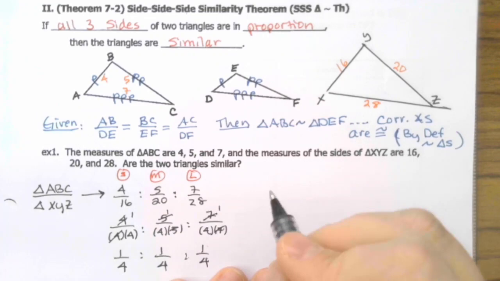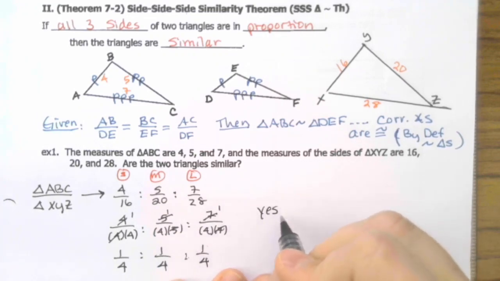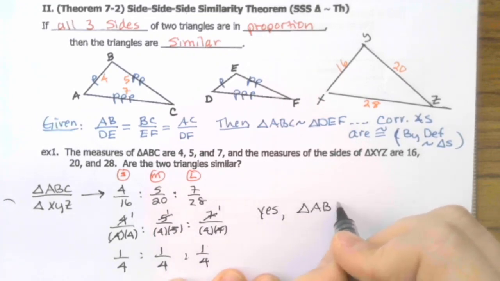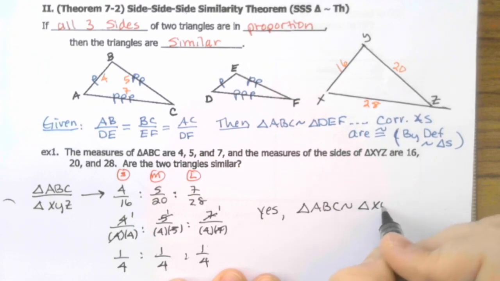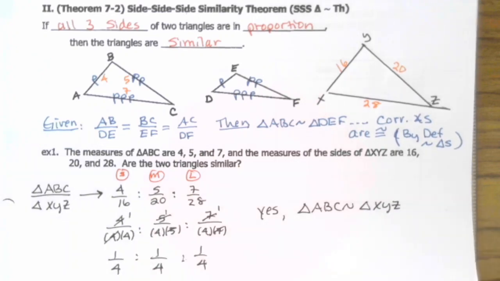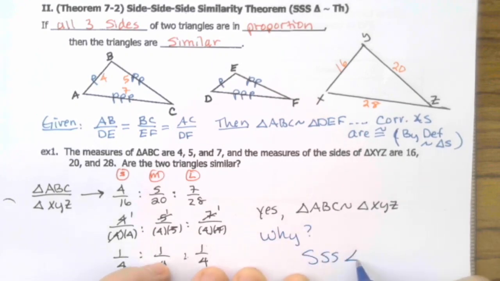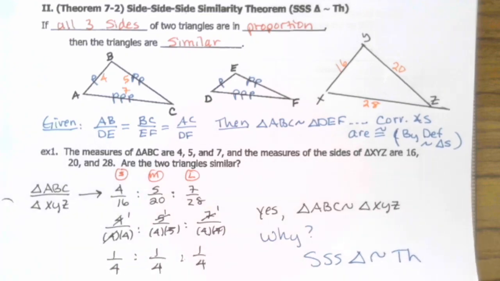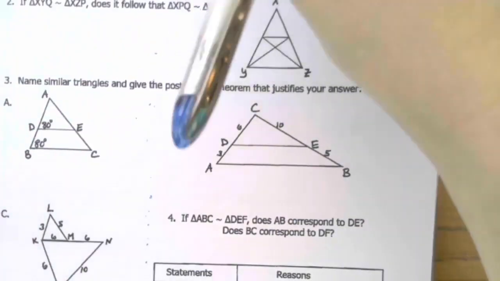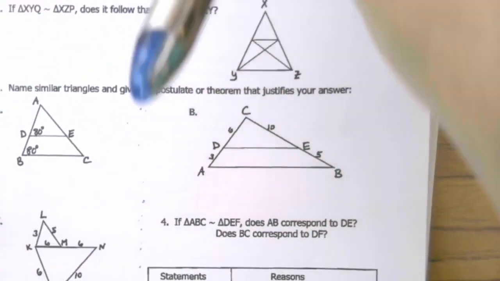So the answer to the question is yes. Triangle ABC is similar to triangle XYZ. If they ask you to explain or give a reason why, we would say side, side, side triangle similarity theorem. All right, flip the page. We're going to do some more practice.